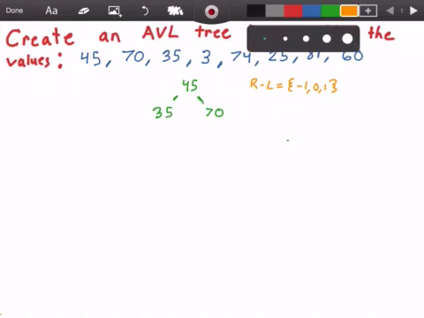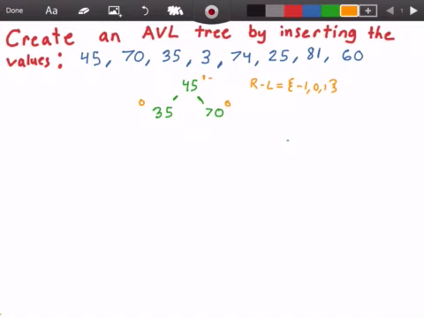35 is balanced because the left and right subtrees are both null, so we get a balance factor of 0. 70 is still balanced because its left and right subtrees are null, so we get a balance factor of 0. 45 is balanced because the right subtree is 1 and the left subtree is 1, so we get 1 minus 1, which equals 0. So this is balanced. And I'm just going to go back and erase these balance factors.